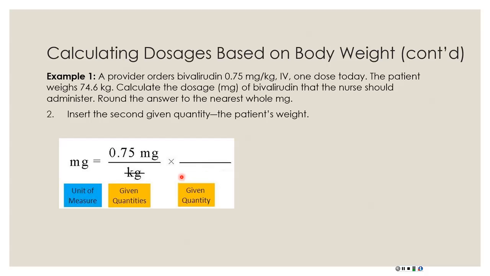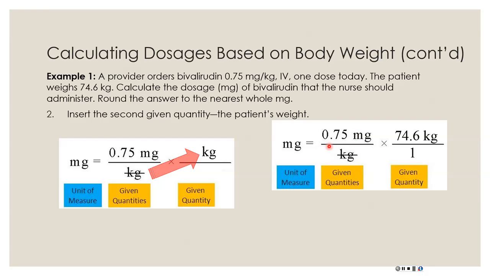And we've got to cancel those out because when you look at what the problem is asking for, the problem is asking for only milligrams. They're not asking for anything about kilograms. That's just that given quantity to help you decide how many milligrams you will administer. So with that being said, we know that kilograms has to go up here because that's the only way that we're going to get kilograms crossed out. So we can go up here, we can put our label, and then we know that by looking at our problem, our given quantity is 74.6.